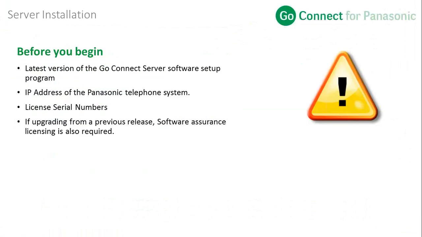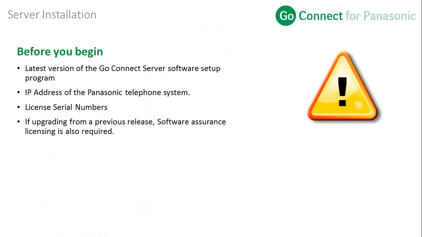So before you begin, we always say make sure you've got the software, and make sure you know the IP address of the Panasonic phone system. It sounds a bit obvious, but sometimes that's forgotten. If you've purchased serial numbers from us and aren't going through the free trial for the customer, make sure you have the 8-character serial number available.